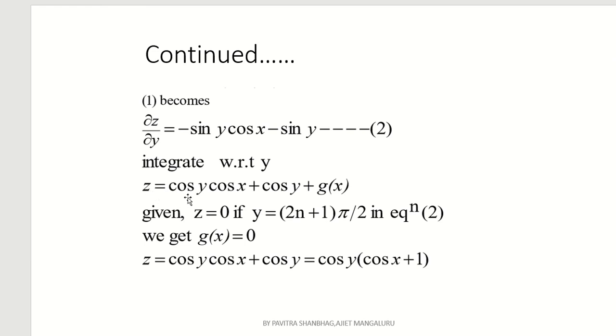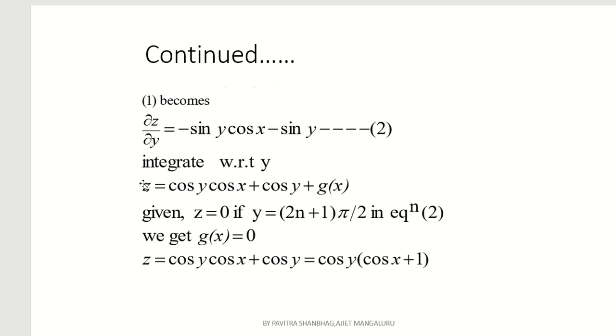0 equal to cos of (2n+1)π/2 cos x plus cos of (2n+1)π/2 plus g of x. But what is cos of (2n+1)π/2? Cos π/2 is only 0. Again cos of (2n+1)π/2 means we will get 0 only.